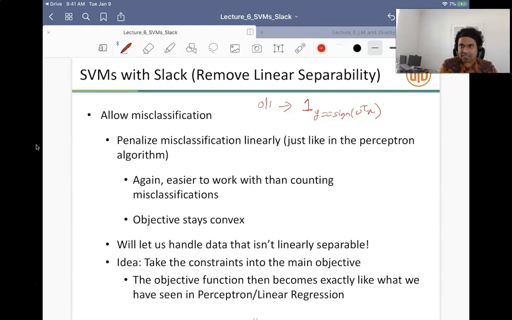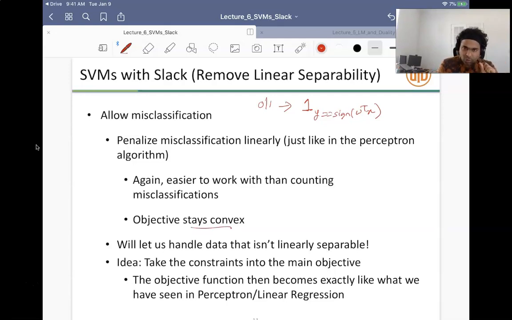This particular thing is very hard, right? And the way we can deal with this, as we saw in the perceptron case, is that we multiply y by w transpose x and take the negative. If this term is negative, that means that we are wrong, right? And then we linearly look at this misclassification. So we'll be doing something like this over here, right?